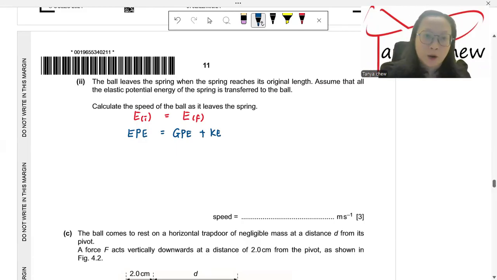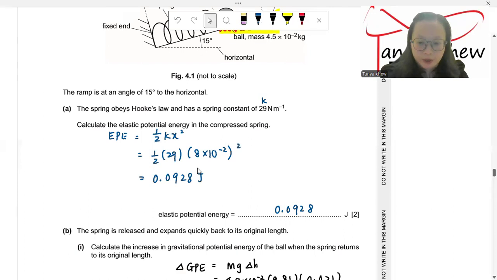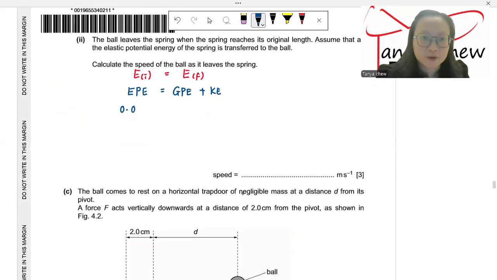Now, EPE, I got the answer, which was the first part that you have calculated. Okay, I want you to see this, 0.0928. Remember that? So I'm going to use that. This is 0.0928.